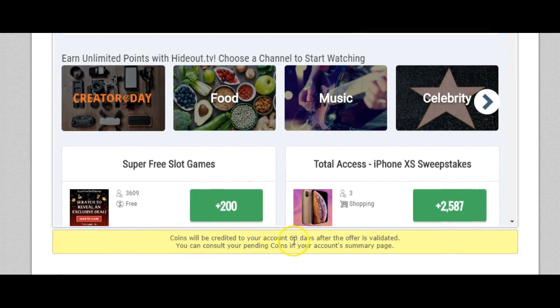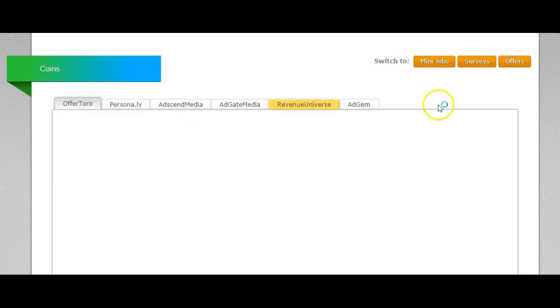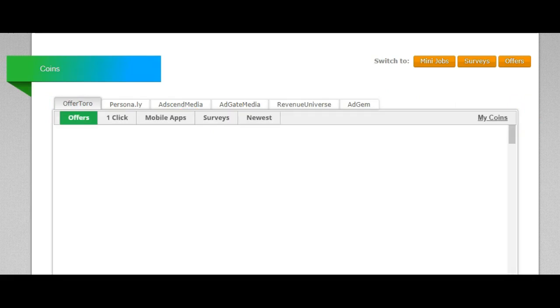Now, I do just want to highlight, coins are credited to your account 60 days after the offer is validated. And that is basically just because it can take time for the offer wall to actually pay out. So the offer walls themselves are not run by Neobux. These are all external companies. So it means if there's any problem with the offer not crediting or anything like that, then you need to contact the support for each individual wall. So Offertoro is a wall that I personally use quite often.